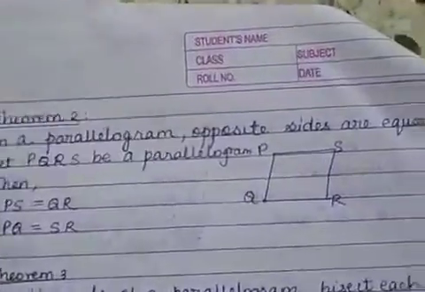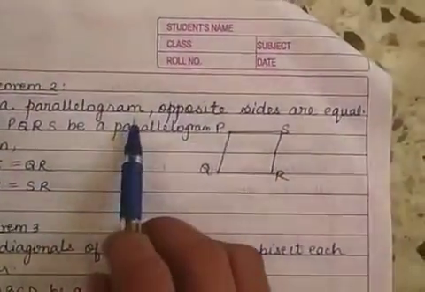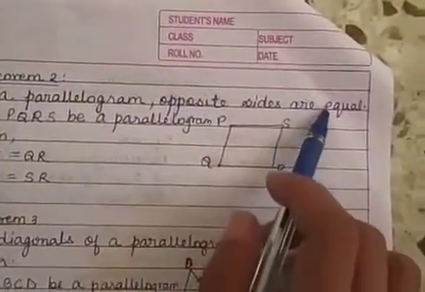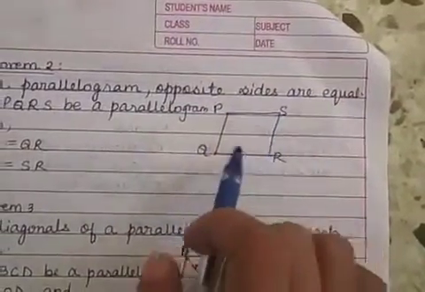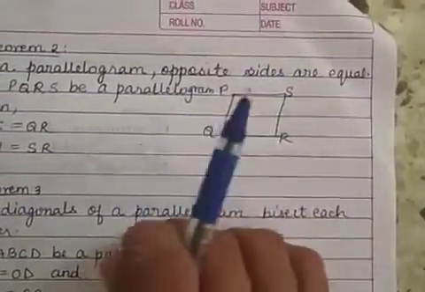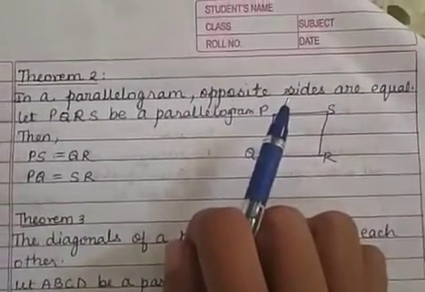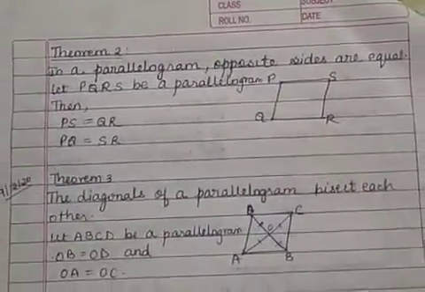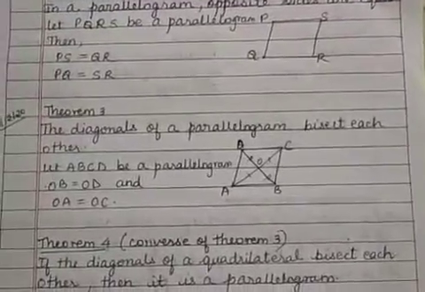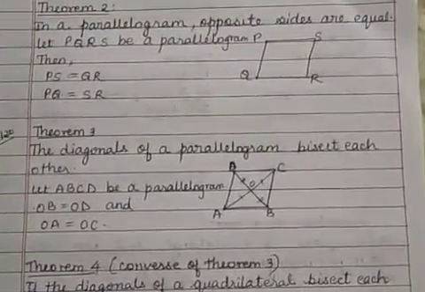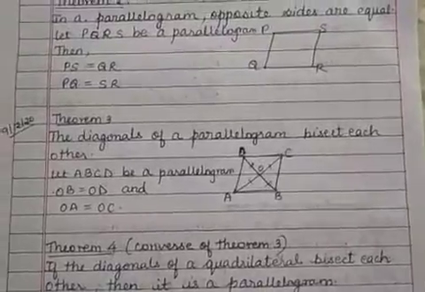The second theorem is, in a parallelogram, opposite sides are equal. Okay, so if you have a parallelogram, then opposite sides of a parallelogram are equal. This is the second theorem we saw. In today's class, let us see two more theorems and also some examples based on all these theorems that we have learned.